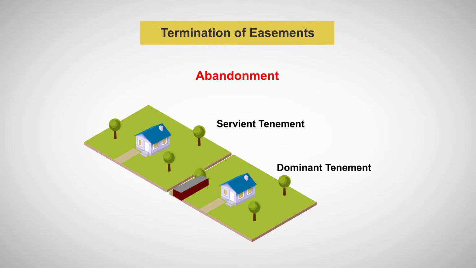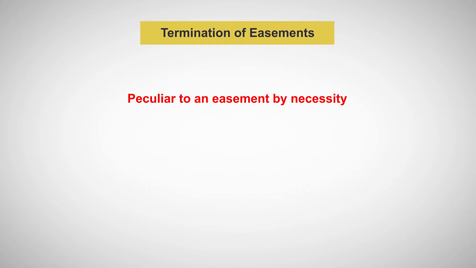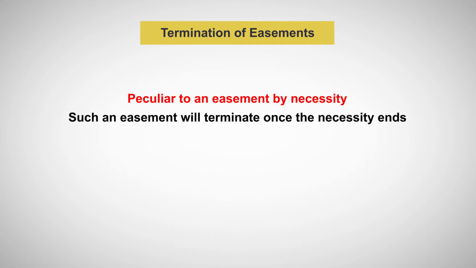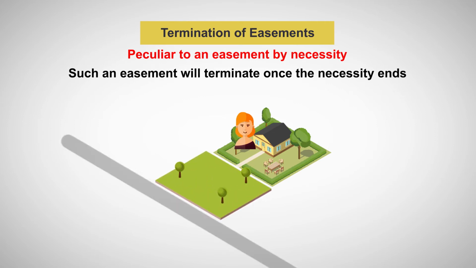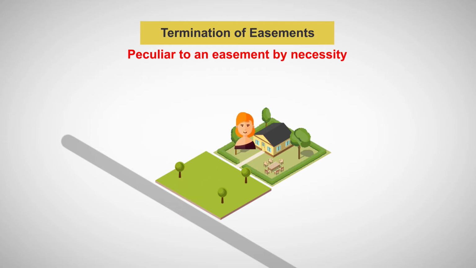A fifth process for termination is peculiar to an easement by necessity. Such an easement will terminate once the necessity ends. Let's assume that Jane lives on a parcel of land that is blocked on all sides without access to the single major roadway servicing her neighborhood. An easement by necessity arises to allow her to cross one of her neighbor's parcels of land to access the major roadway. This is because Jane has no practical way to access the roadway.